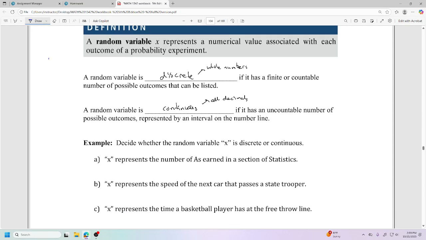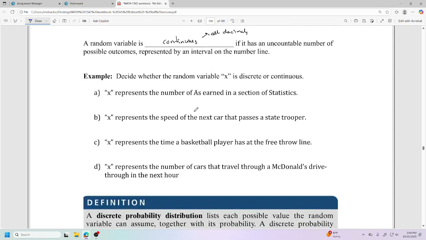Okay, cool. It says decide if it's discrete or continuous. So the number of A's in this class, is this a whole number or is that going to be a decimal? Whole number. And therefore we're going to call it discrete. Yep. Okay. The speed of a car, how fast you're going, is that a whole number all the time?